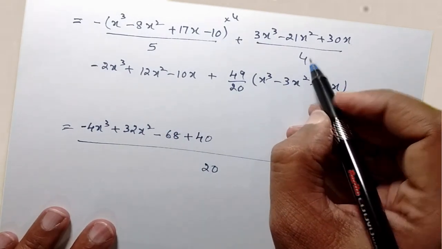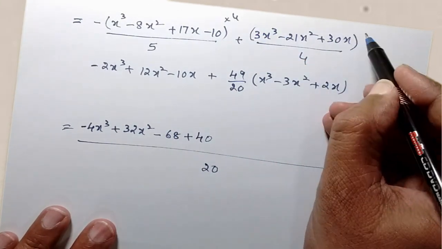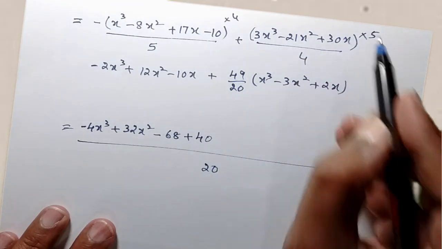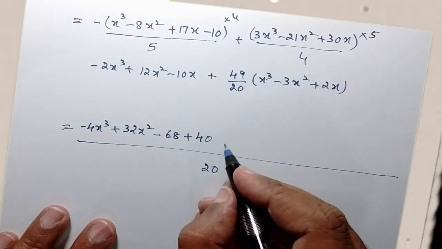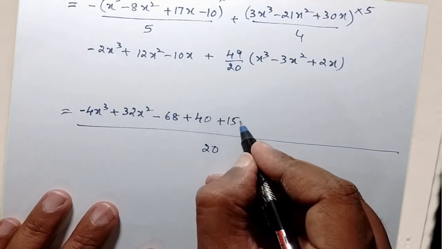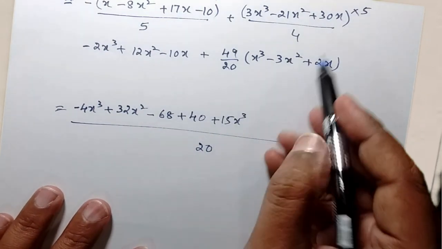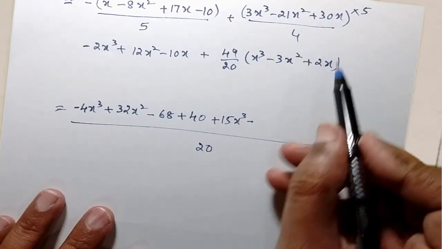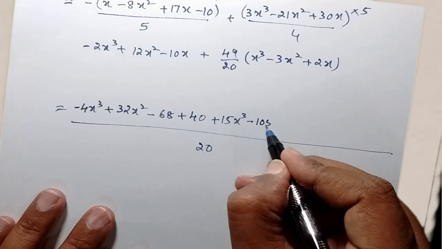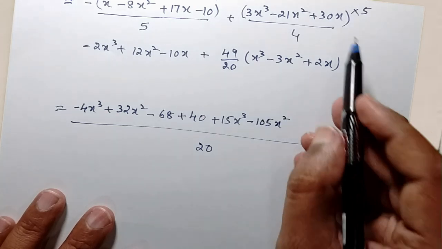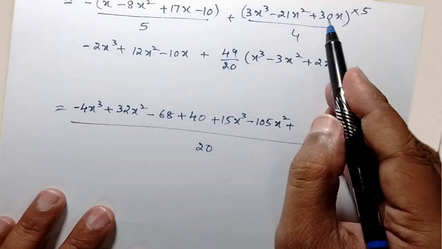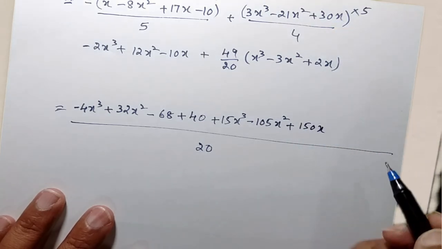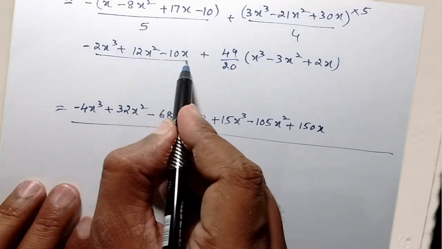Here 4 is there. So what has to be multiplied here? 4 5s are 20, so 5 has to be multiplied in the numerator. 5 times of 3 will be 15, so 15x cube. Then minus of 21 times of 5 will be 105, so 105 x square. Next term plus 30 times of 3 will be 150x. And here in the denominator you just have 1.